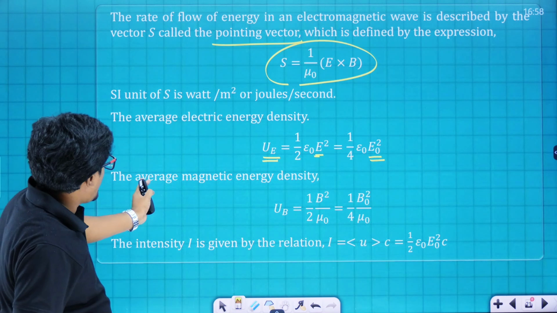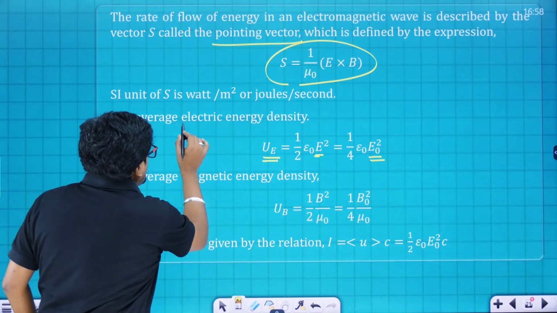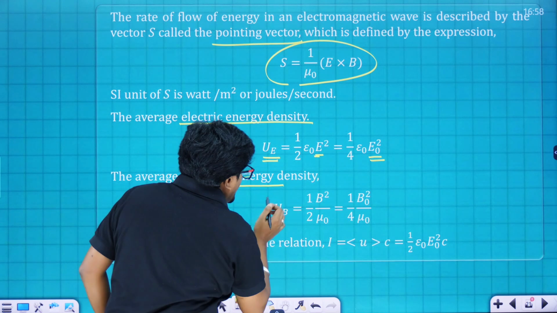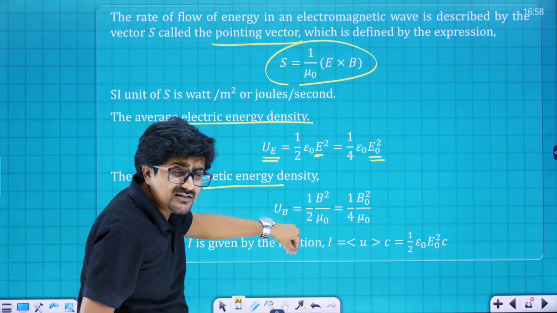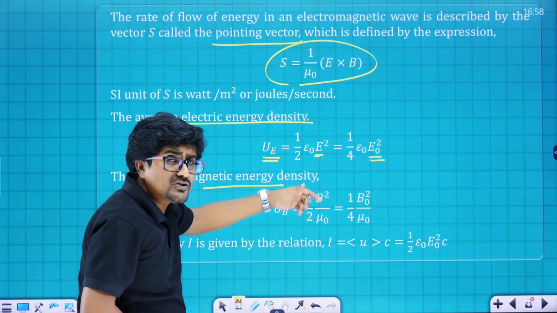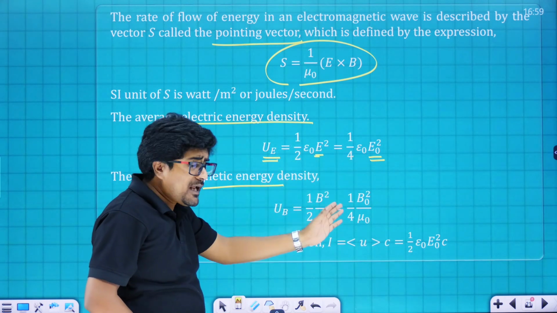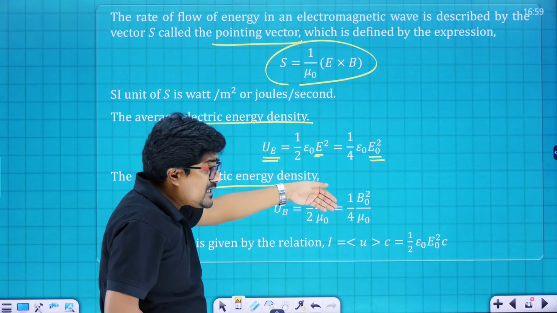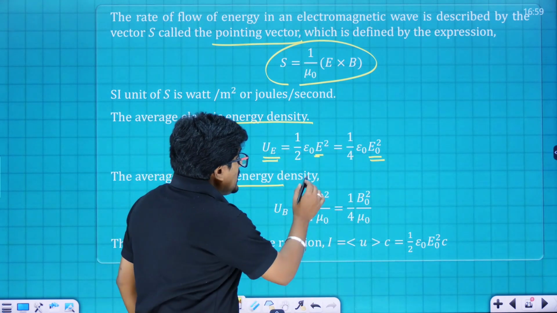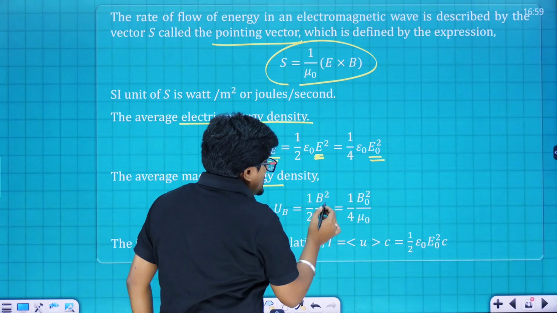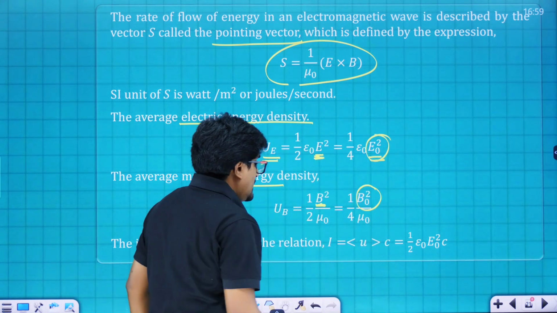Next is the average magnetic energy density. The average energy density in the magnetic field, and here it was in the electric field. The difference is, here this is half of epsilon naught into E square, so here this is half of B square divided by mu naught, and here it was 1 by 4 times epsilon naught into E naught square, and here it is 1 by 4 times B naught square divided by mu naught. Just try to understand this. This is the RMS value, and here this is the maximum value. So please don't get confused.